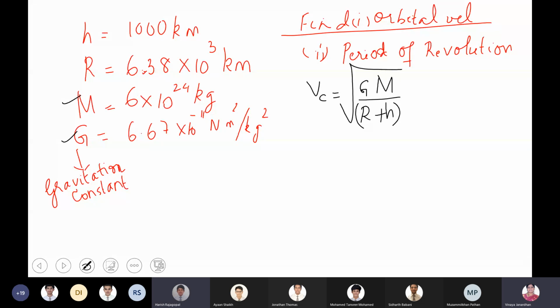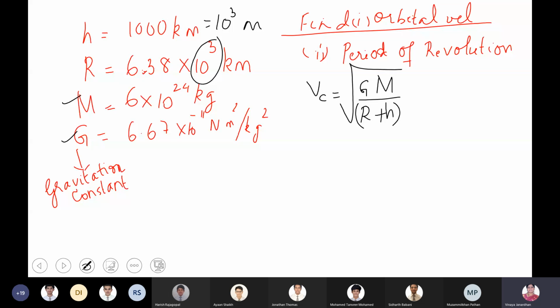G times R plus H. That will be R squared. So R squared might be tough for you. Just check how you can proceed. Boys, what you have to do is look at this. R is having a power of 10 to the power of 3. I can write this as 10 cube meters, 1 into 10 to the power of 3 meters. R is 6.38 into 10 to the power of 3 kilometers.